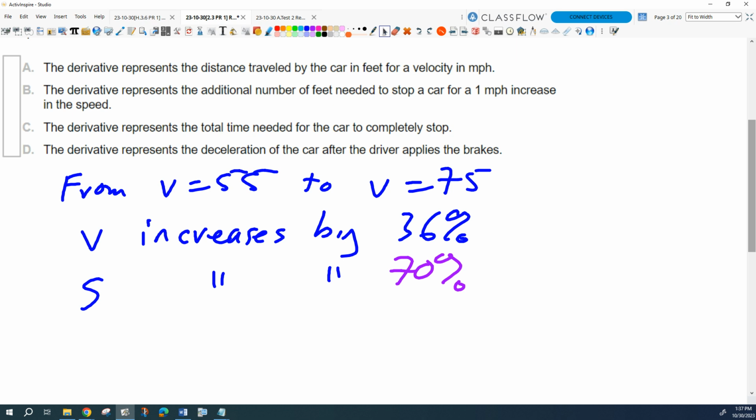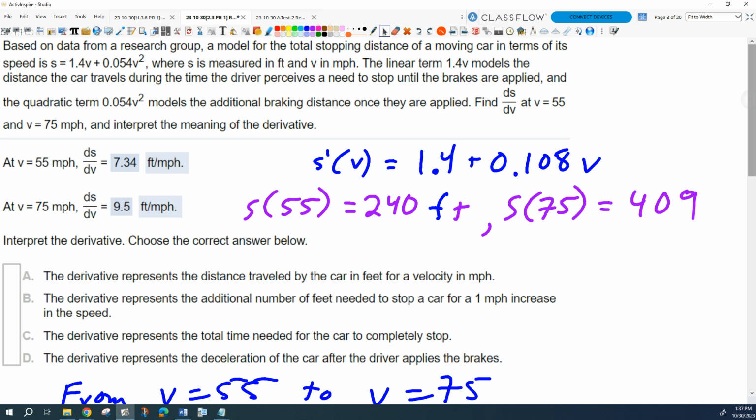So we can get some pretty good information out of not even the calculus stuff, the pre-calculus stuff, but if we actually look at the calculus stuff, this tells us something else that's maybe a little more nuanced. S prime of V is equal to this function right here. We did the derivative. You guys told me what the answer was. It was 1.4 plus 0.108 V. What is that all about?